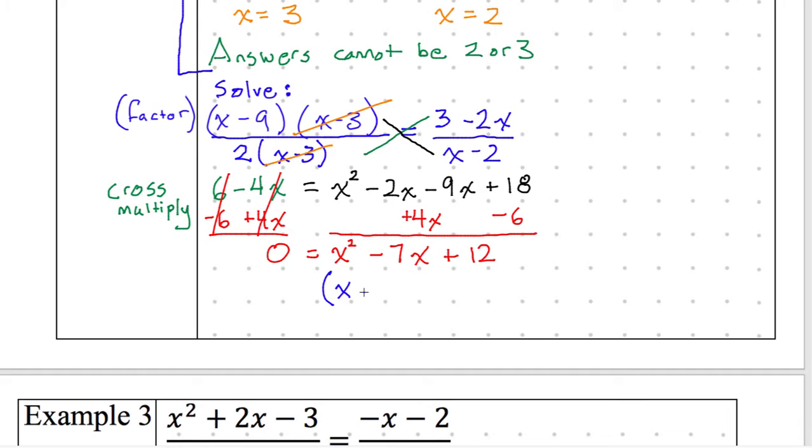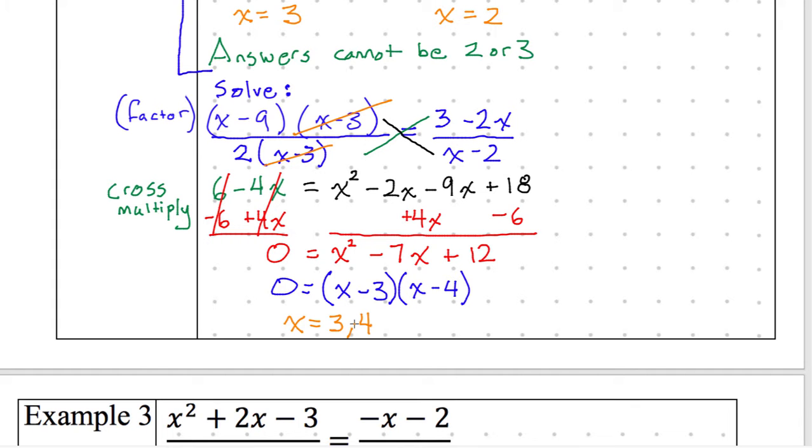Careful. Negative 3. I have to combine to negative 7. Yeah, there it is, x minus 4. And that is all equal to 0. And therefore, what are our x values that we're searching for, Chris? So if I set each of these equal to 0, I get x equals 3 and 4.